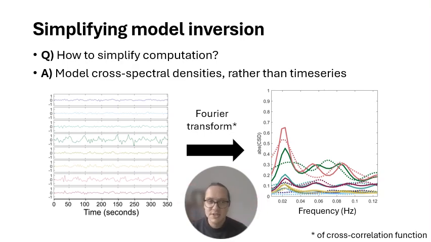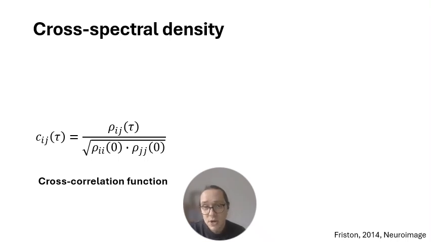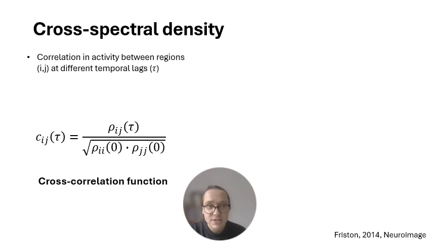I put an asterisk here because it's not actually a Fourier transform of the time series directly, which gives you the cross-spectral density, but rather a Fourier transform of the cross-correlation function. So what is the cross-correlation function? Well, the cross-correlation function is a function that describes the correlation in activity between any two brain regions, I and J, at different temporal lags. So you have the instantaneous correlation at time 0, and then you have correlations at different temporal lags either side of that.